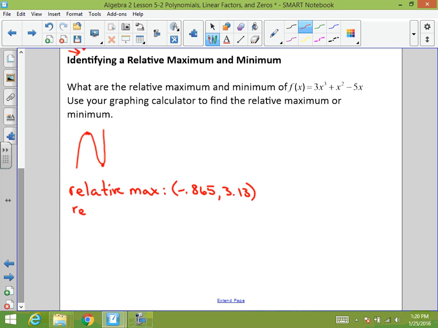And my relative minimum, I'm going to find it the same way, except now I'm going to analyze my graph and look for the minimum. I'm going to choose a minimum, go to the left of where I think that minimum point is, and to the right of where I think that minimum point is. And I find that it is at 6.42, -2. So those are my relative maximum and relative minimum as done with the graph on the graphing calculator. It would be really hard to do without a graphing calculator, so hopefully you have your graphing calculator.